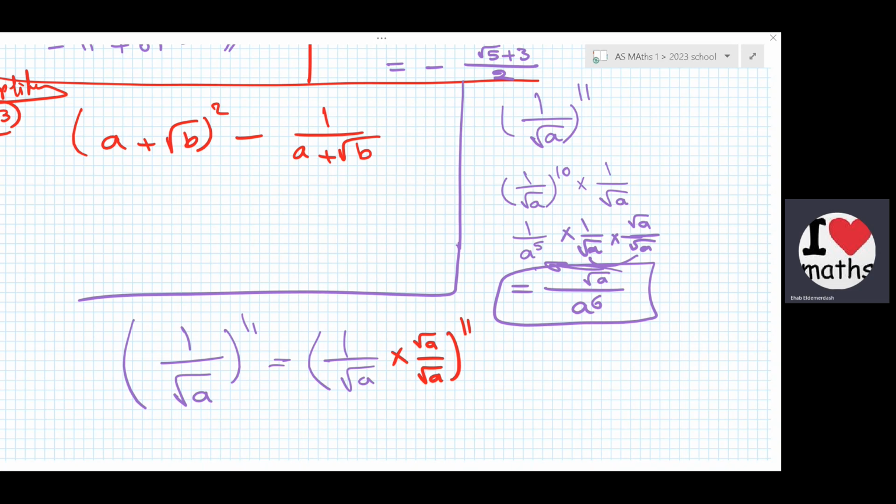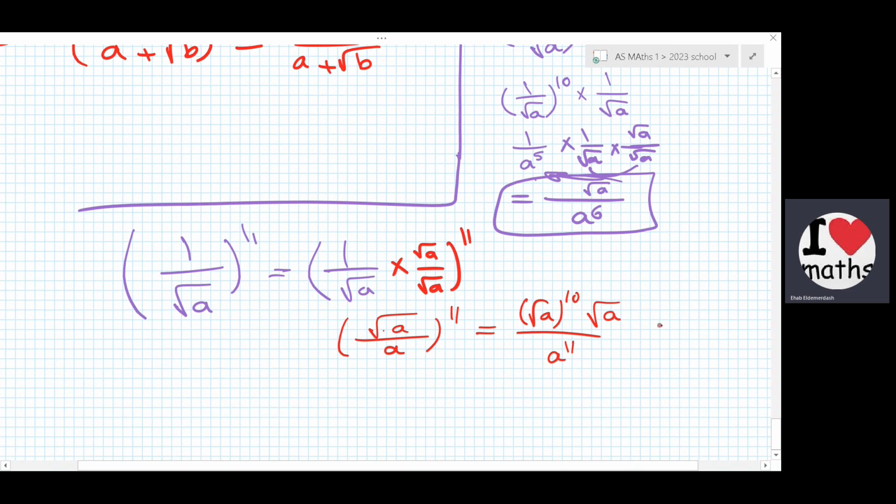Root a over root a means that I multiplied only by 1, so there is no issue with that. So what he got was root a up and a down, all to the power 11. After that, root a to the power of 11 he made root a to the power of 10 as usual, then another root a divided by a to the power of 11. Then root a to the power 10 became root a to the power 5, root a divided by a to the power 11, and this gives me the answer root a over a to the power 6.